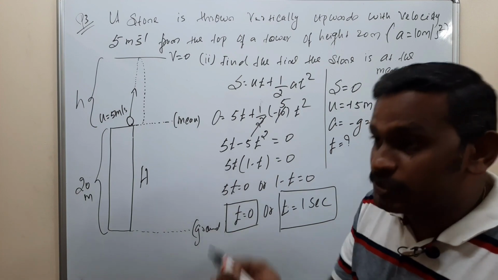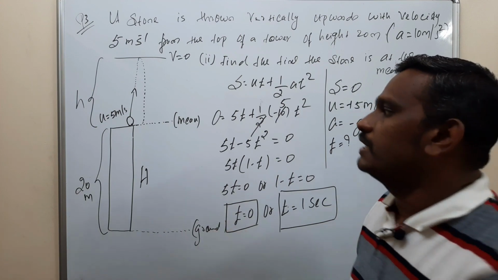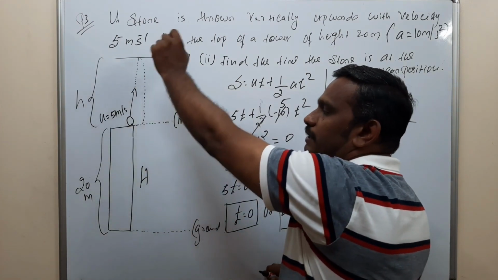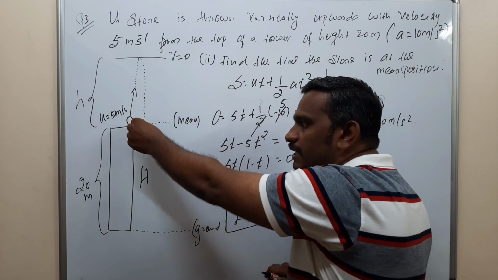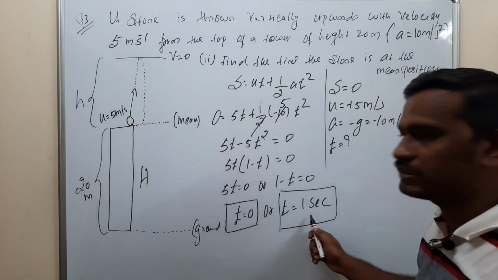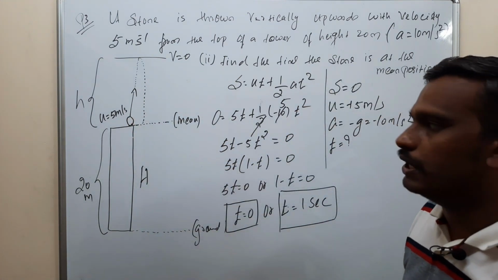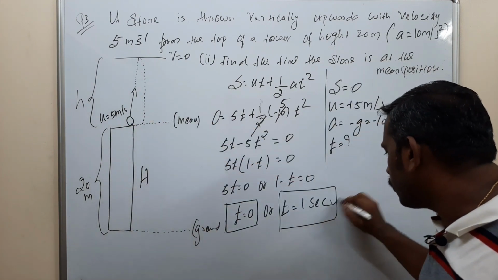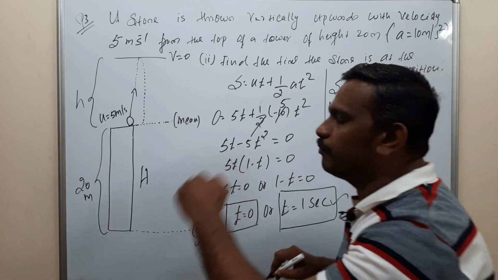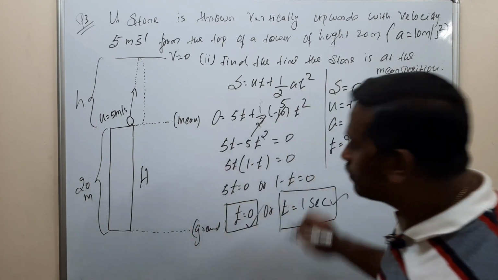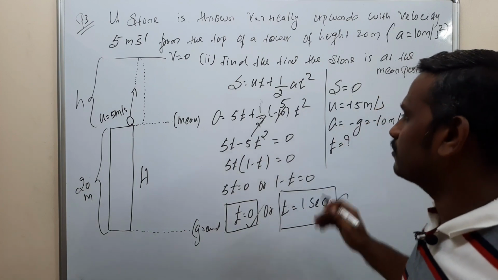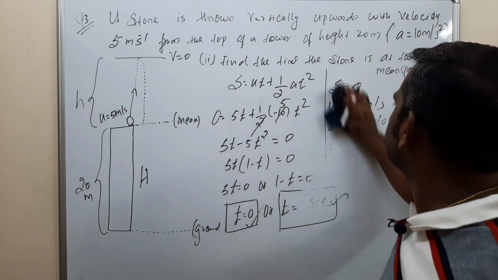So after projecting with the velocity 5 meter per second, it reaches the maximum height and it comes down again to the same position, that is t is equal to 1 second. So the time taken by the stone to reach the maximum height and come to the mean position is t is equal to 1 second. Before projecting, the ball is at the mean position, that is t is equal to 0 second. Clear? Okay. So very good concept.